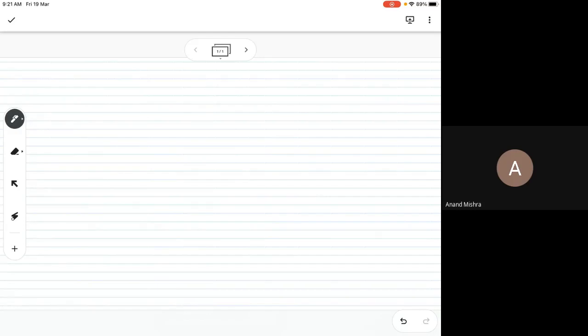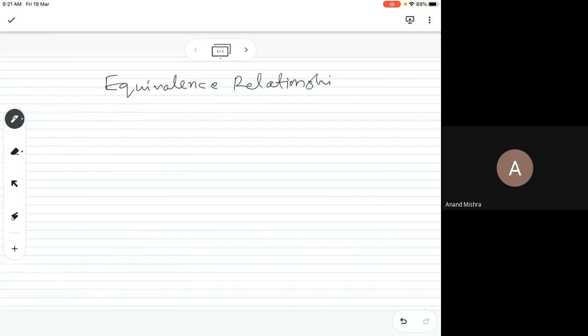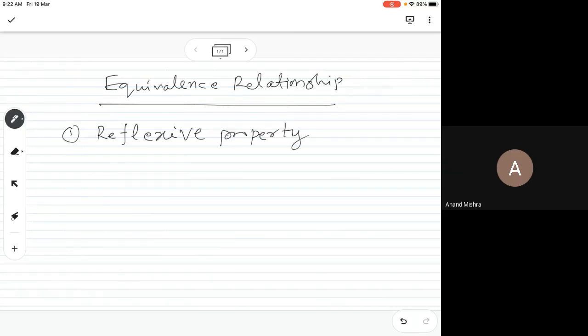We are talking about equivalence relationships. Okay. So what is an equivalence relationship? It has to follow certain things. One is called the reflexive property. So a relationship R over set A is called an equivalence relation if it follows the following three properties.